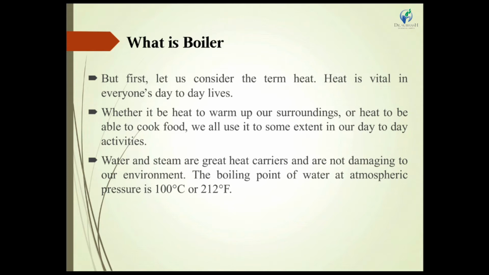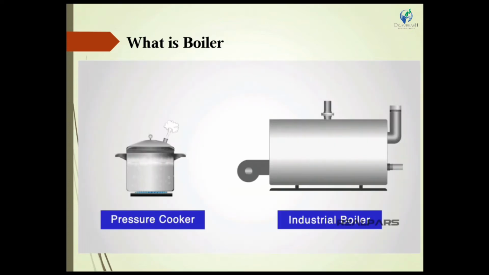Why do we use a boiler, and what is the working fluid of a boiler? Because we use water inside the boiler. The working fluid is water, and because of that there is no damage to our environment. The boiling point of water at atmospheric pressure is 100 centigrade, where it is converted from liquid form to gaseous form. Here there are two examples of boilers. We cannot say that the boiler is only for industry use. A pressure cooker is also one type of boiler.